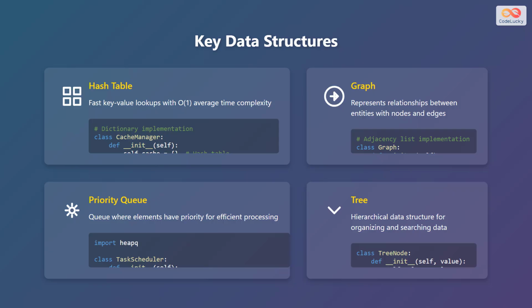Fourth, the tree, which is a hierarchical data structure for organizing and searching data. Here is an example of how to create a tree in Python. We create a TreeNode class, and then define an init function with a value. We define left and right nodes as None. This is an example of a binary search tree. We start with the root node as 10 with a left child node of 5, and a right child node of 15.